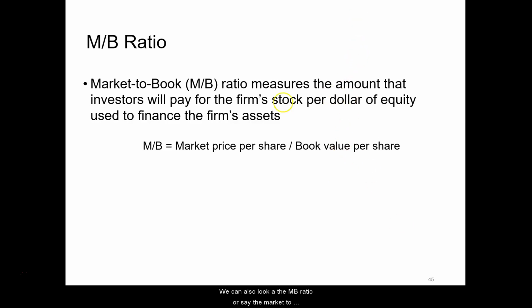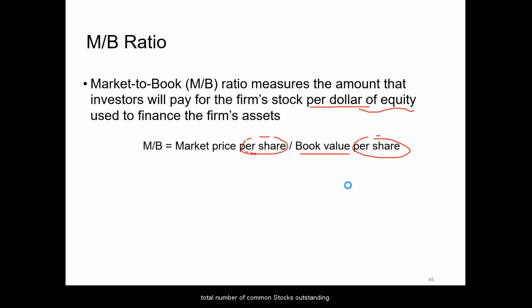We can also look at the MB ratio, or say the market to book value ratio. It's about how much investors are willing to pay for the stock per dollar of the company's common equity. So it is the market price, or market value per share, divided by the book value per share. Again, both of them are on a per share basis. And the book value per share is the book value of the company's common equity divided by the total number of common stocks outstanding.